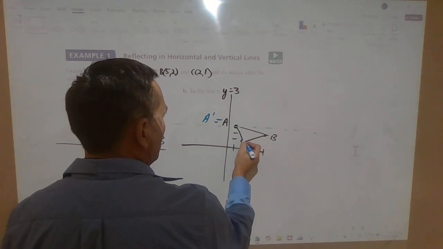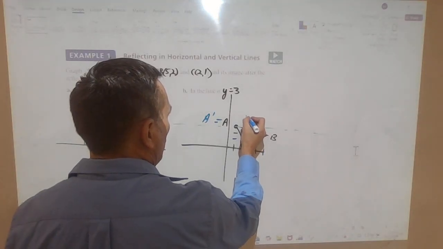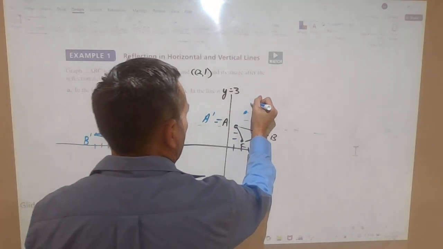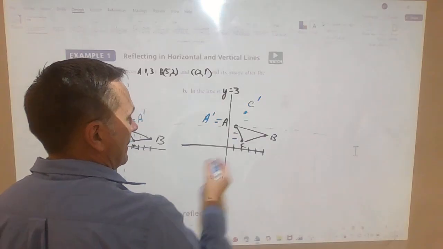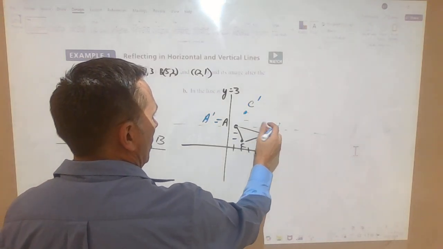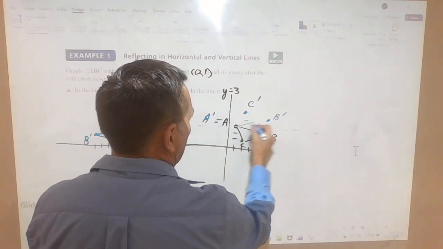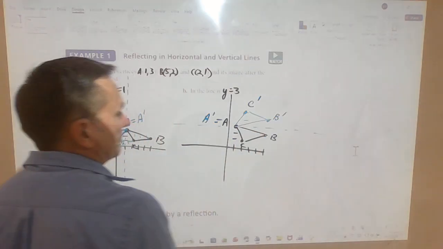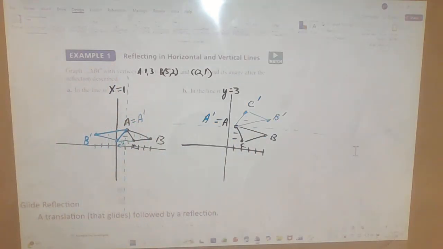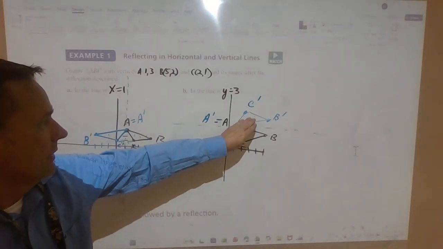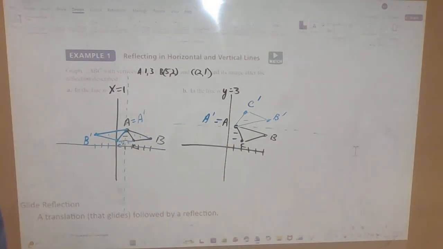C is 2 units below. We now want to go 2 units above. Here is C prime. B is 1 unit below, so it'll be 1 unit above. That is B prime. And there's that reflection going from black to blue, and we see the blues are the primes.